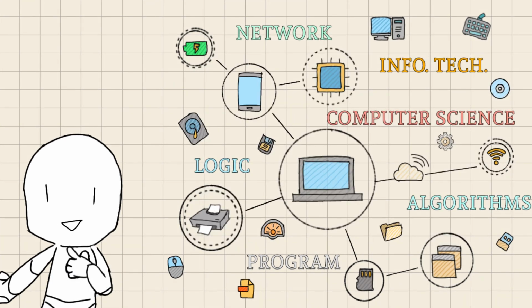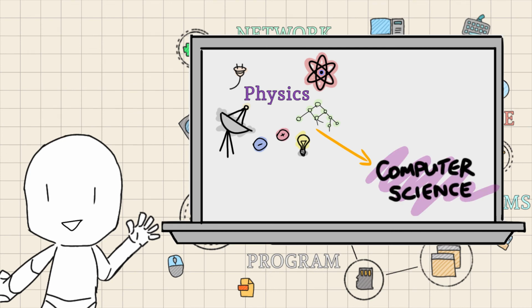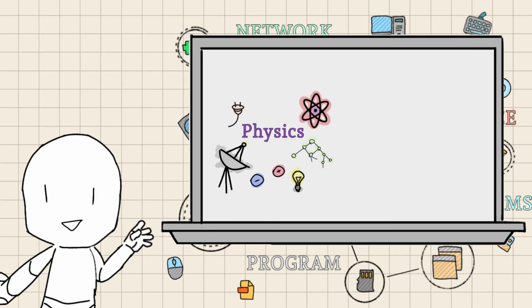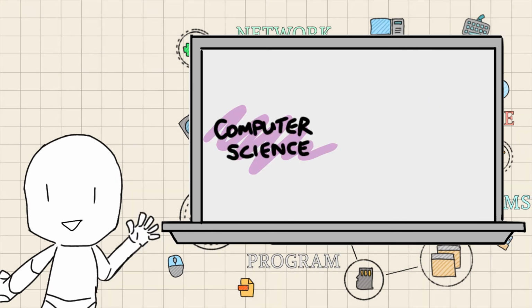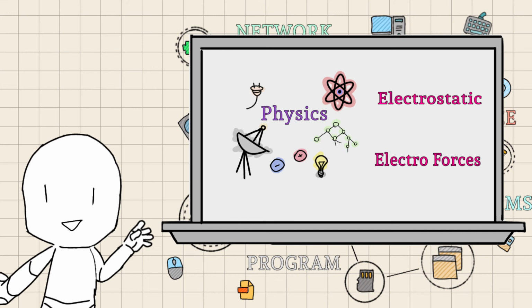And maybe now you'll be asking, how about physics correlating to computer science? Can physics, a science field, ever link to computer science? If you really think about it, you can see that physics isn't just a science field, just like how computer science isn't just about computers. Physics contains topics such as electrostatic and electric forces that are quite important to learn in computer science.